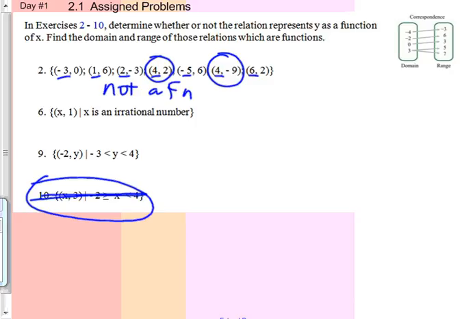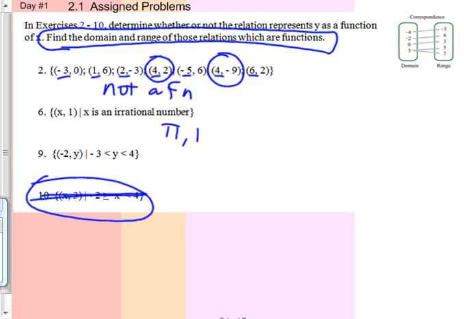Okay? Yay, don't have to do any more, because if it's not a function, then its domain and range are kind of irrelevant. It says find the domain and range of those which are functions. I'll tell you domain and range in just a sec here. All right, x comma 1, where x is an irrational number. Irrational number, comma 1. Can you name any irrational number? Pi is an irrational. So would you agree that pi comma 1 would be one of your points?